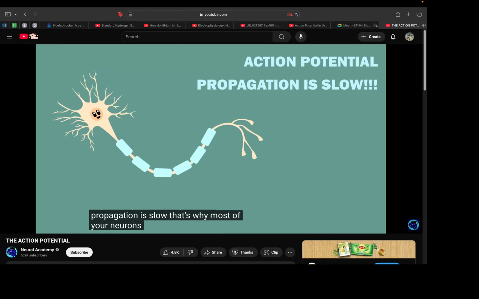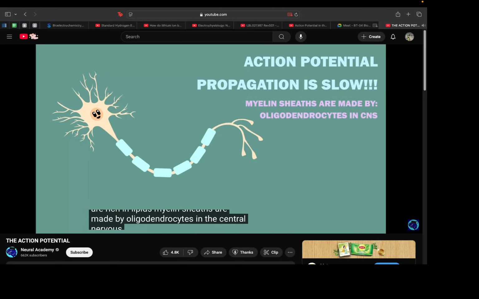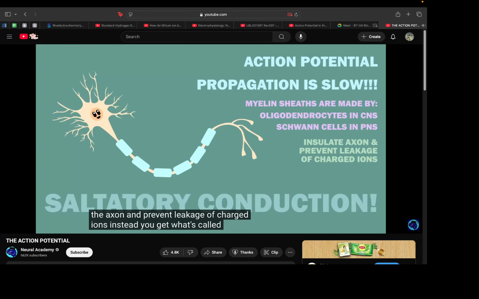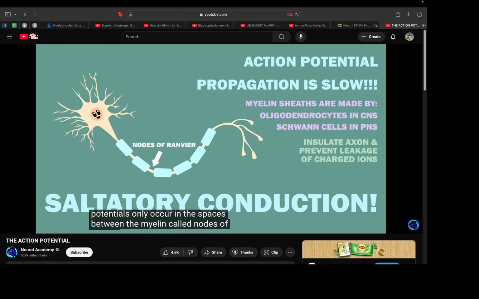That's why most of your neurons have myelin sheaths, which are rich in lipids. Myelin sheaths are made by oligodendrocytes in the central nervous system and Schwann cells in the peripheral nervous system. They insulate the axon and prevent leakage of charged ions. Instead, you get what's called saltatory conduction, in which action potentials only occur in the spaces between the myelin, called nodes of Ranvier. In addition to myelin sheaths, neurons with larger diameters also have faster transmission speeds.